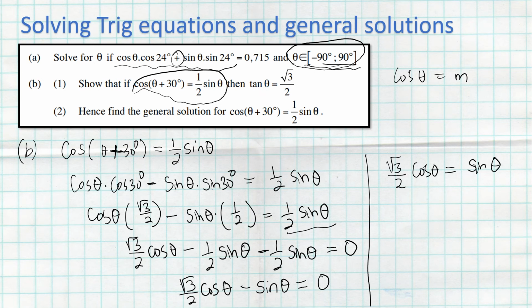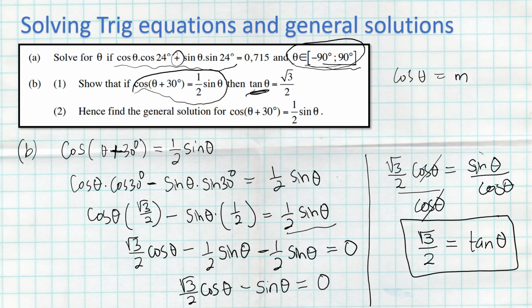Remember, we have to prove that indeed tan theta is the same as root 3 over 2. So in order to prove that, using the given information, I'm going to divide both sides by cos theta. Why cos theta? Because I know that sine theta and cos theta will give me that tan theta there. So divide both sides by cos theta. I'm left with root 3 over 2. Sine theta over cos theta is what? It's tan theta. So we have proven that indeed, if we are given that cos(theta plus 30) equals 1 over 2 sine theta, then tan theta equals root 3 over 2, and we just did it there.